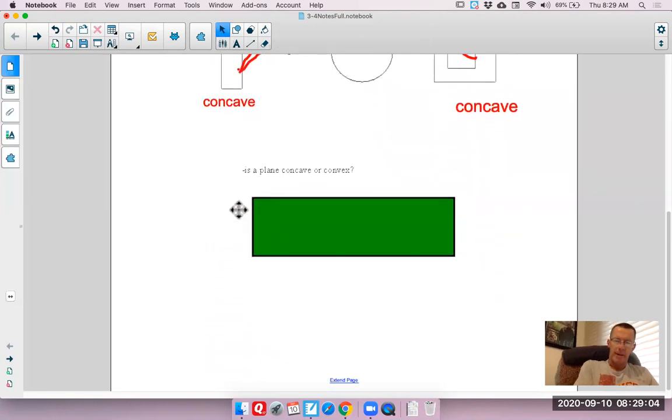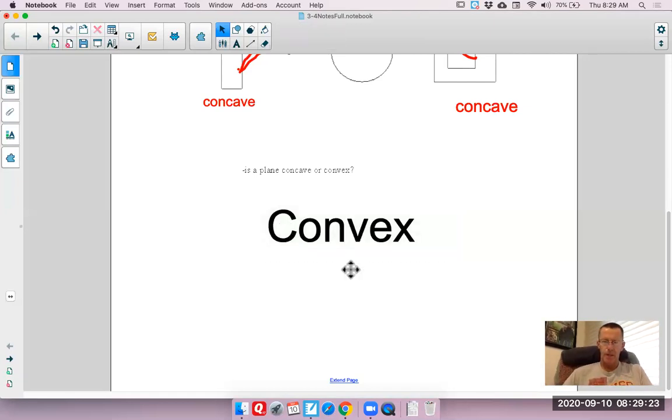So what about a plane? We're just talking about a plane. Is it concave or convex? Think about it. If I took any 2 points on my plane here, won't the line segment that connects them stay within the plane? So it's convex, big time.